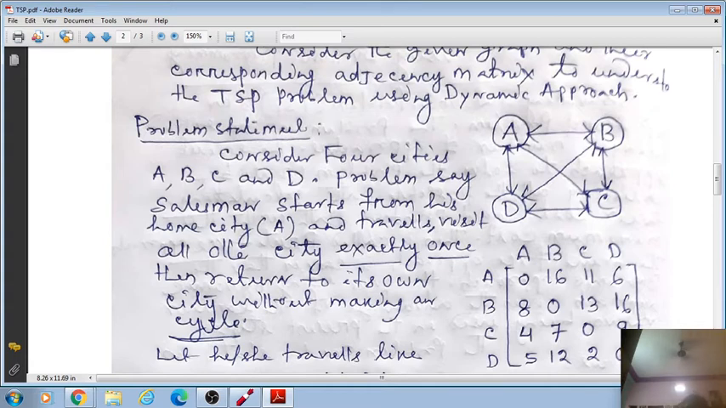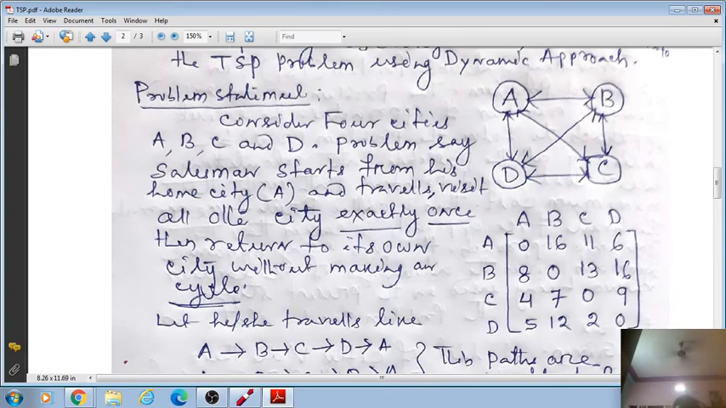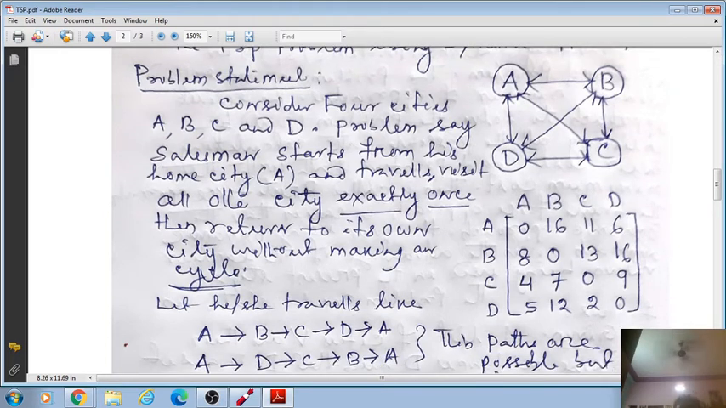The salesman starts from his home city A, visits all other cities exactly once, then returns to his own city without making a cycle. It should not make a complete cycle early. If you start from A, go to B, then C, C to D, then back to A, it should not form a premature cycle. It should be A to B, B to C, C to D, D to A. It will not visit the same path twice, but must return home exactly.